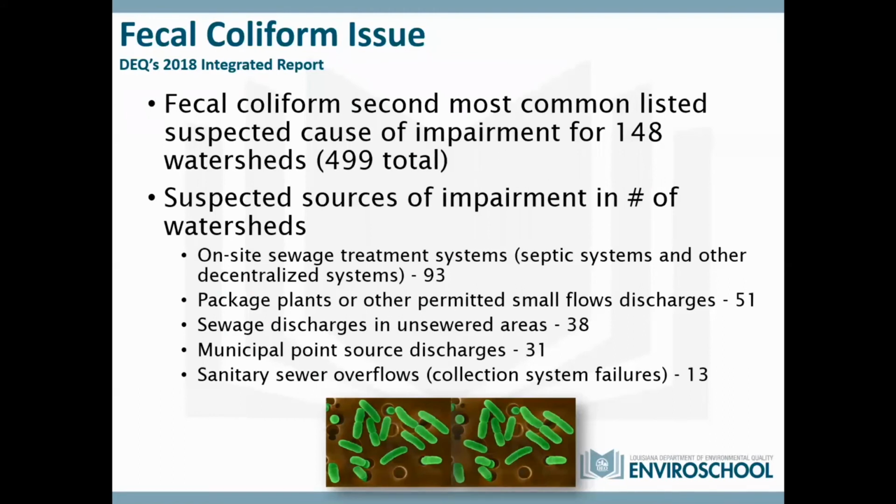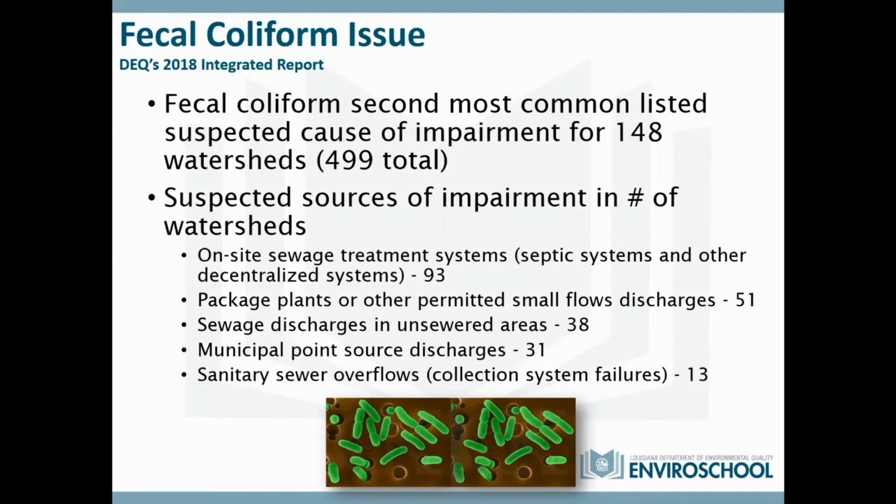Now what we see doing our sampling at DEQ is that fecal coliform is the second most common listed suspected cause of impairment, out of 499 total watersheds, 148 of them. Basically, knowing what I know at DEQ, we do have an issue with fecal coliform impairment. This next bullet, where it says suspected sources of impairment in number of watersheds, basically talks about the different types of causes of fecal coliform impairments. This is for on-site sewage treatment systems.